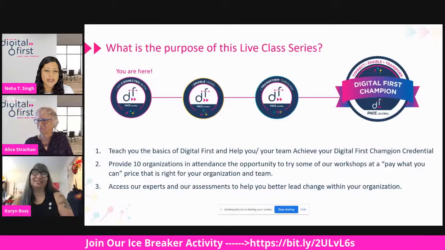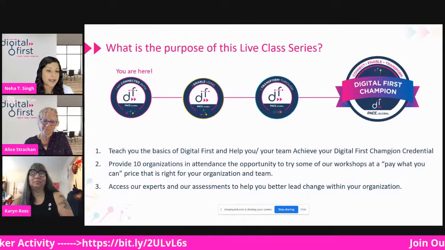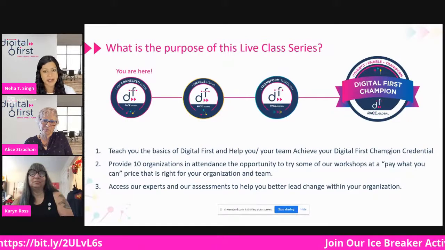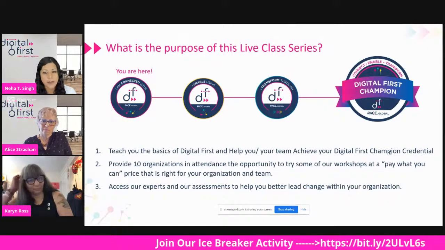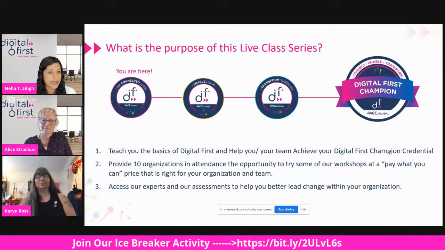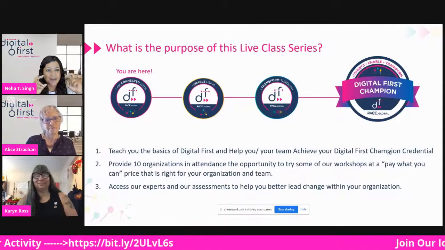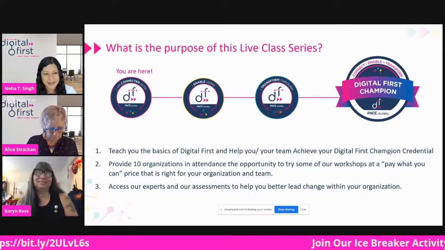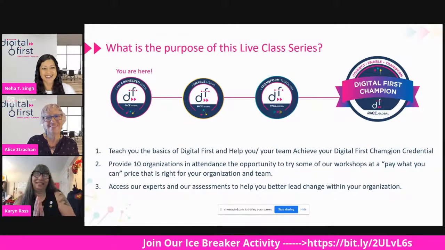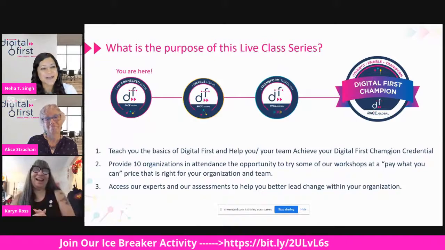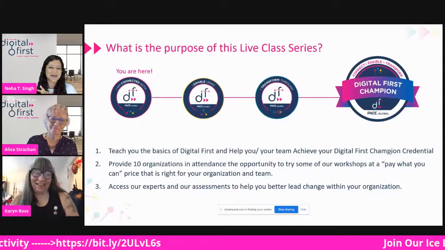And really, in addition to getting a Digital First Champion badge, we want to provide the first 10 organizations that sign up with a pay what you can price that's right for your organization and team. And the pay what you can price is inspired by Karyn Ross, because Karyn very much is a proponent of just allowing people to pay what they can. She's all about New School for Kind Leaders. So that's where it comes from.